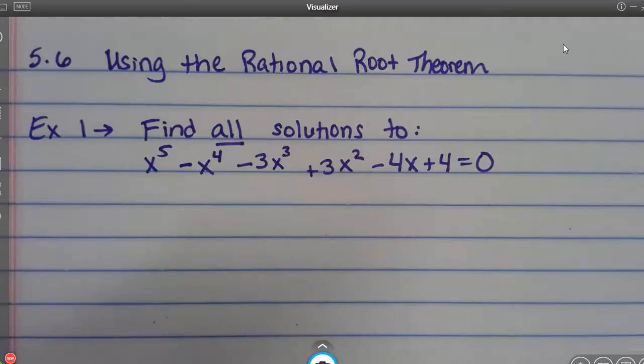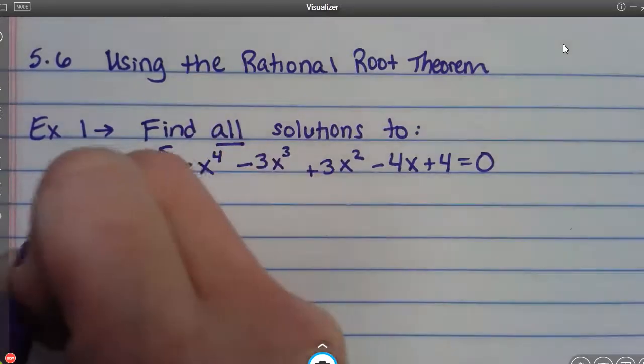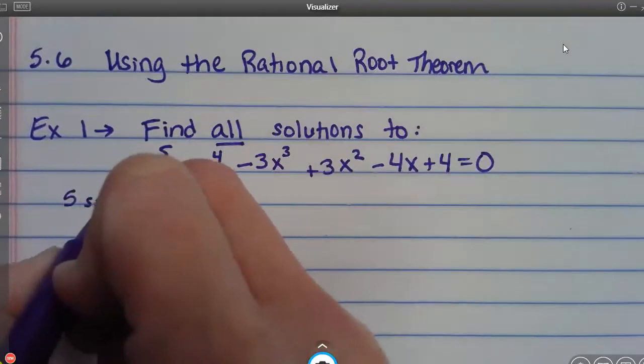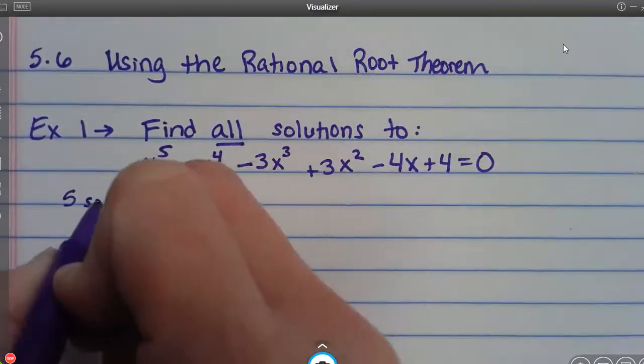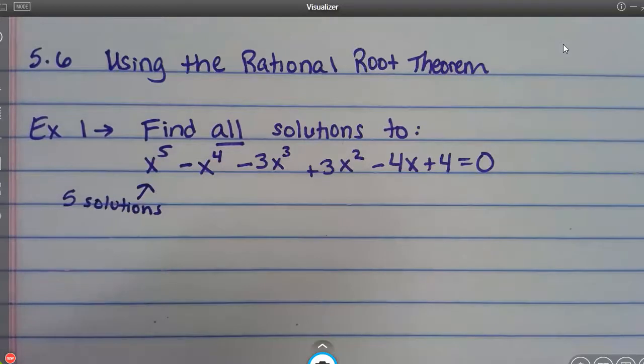How many solutions should we end up with here? Good, 5. We should end up with 5 solutions because of our degree. The degree is 5, that means there's going to be 5 solutions. Now, you knew there was going to be 5 solutions. Without knowing the terminology, you guys actually know this thing called the fundamental theorem of algebra. The fundamental theorem of algebra is the thing that says if the degree is 5, there's 5 solutions.